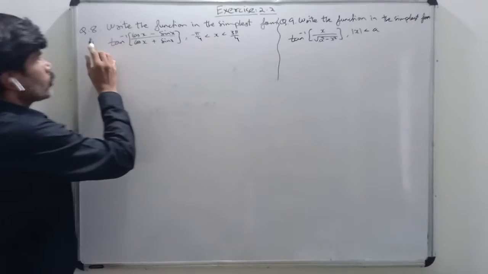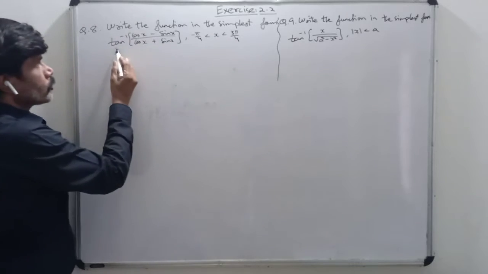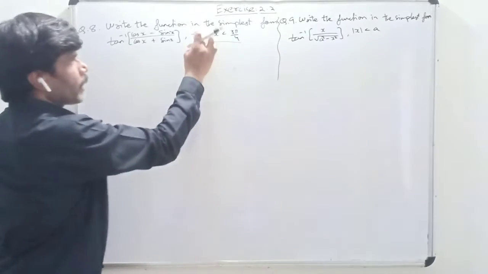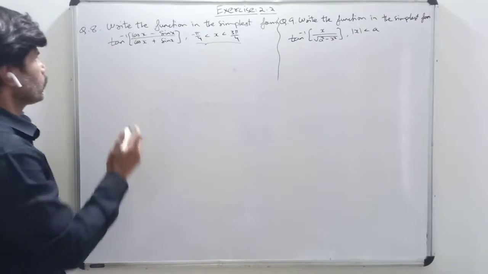Exercise 2.2, question number 8. Write the function in the simplest form. The question is tan inverse of (cos x minus sin x) upon (cos x plus sin x), under the condition minus pi by 4 is less than x is less than 3 pi by 4. Okay, so I'll start.